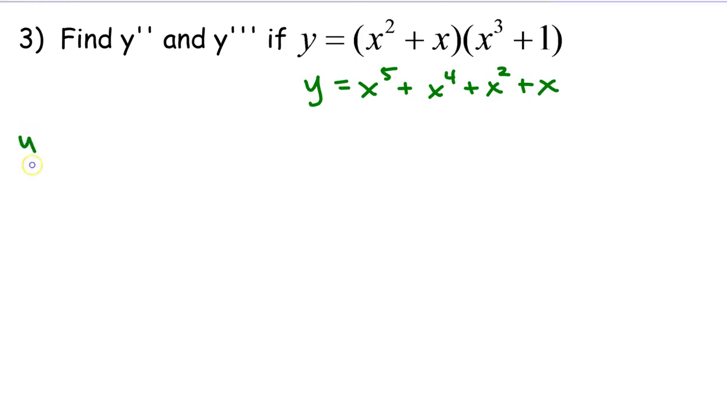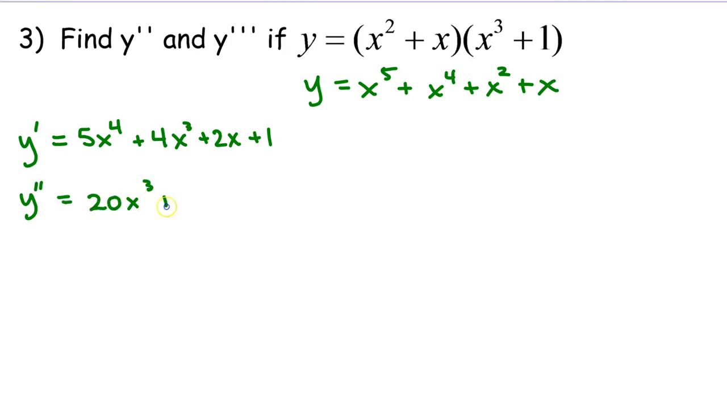Not that we don't like the product rule, but we're kind of lazy and we want to do whatever seems to be the least amount of work. We also want to do whatever seems to be the lowest risk of mistakes. So I feel like that would happen here. So here's the first derivative. Let's take the derivative of that, and we'll have our second derivative, 20x cubed plus 12x squared plus 2. Remember, the derivative of a constant is 0. So the derivative of 1 is 0.